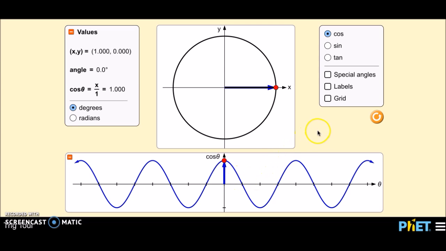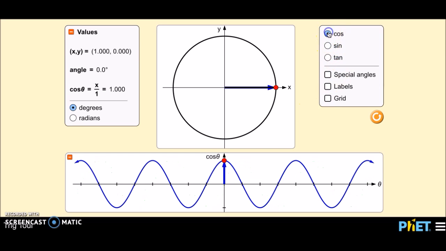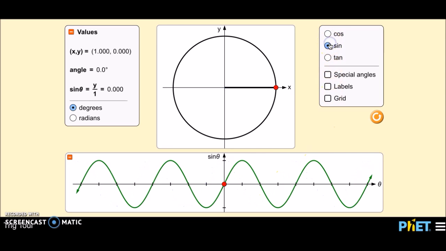And we can see here the Trig Tour within PhET. Now this is what's called a unit circle, of radius 1. On the right, we can see a range of different options. So we can see a sine wave, a cos wave, so if I pick cos, the graph at the bottom will change. If we go back to sine, we can now see a sine wave.